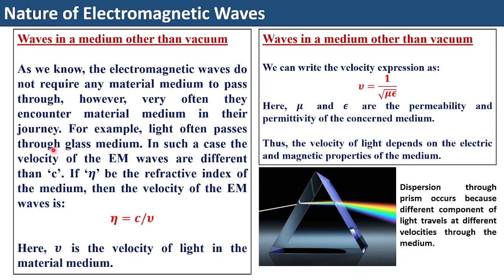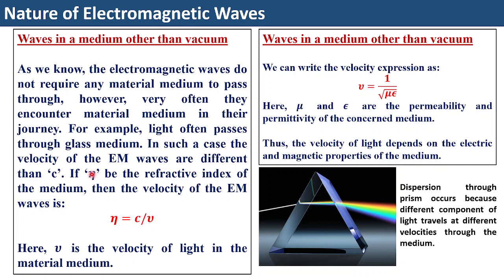However, very often they encounter a material medium in their journey. For example, light often passes through glass. In such a case, the velocity of the electromagnetic wave is different from c. Remember, in the previous slide I used the small letter c to denote the velocity of electromagnetic waves. Here c is the velocity of the electromagnetic wave in vacuum, which is around 3 times 10 to the power 8 meter per second. But whenever the electromagnetic wave comes inside a material medium, its velocity decreases. It is less than c.